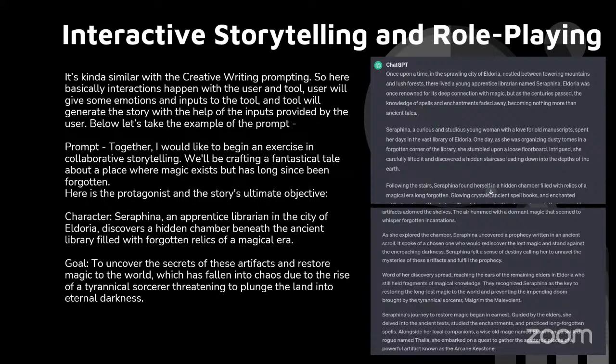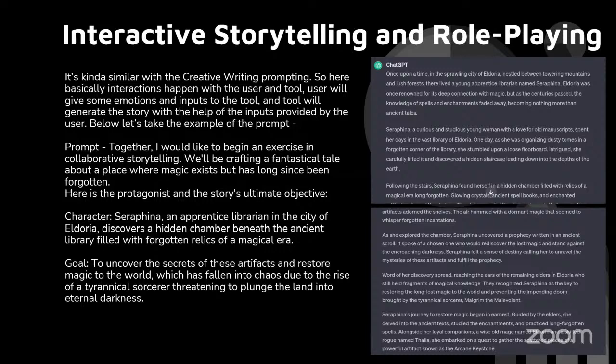Prompt: Together, I would like to begin an exercise in collaborative storytelling. We'll be crafting a fantastical tale about a place where magic exists, but has long since been forgotten. Here is the protagonist and the story's ultimate objective. Character: Serafina, an apprentice librarian in the city of Eldoria, discovers a hidden chamber beneath the ancient library filled with forgotten relics of a magical era. Goal: to uncover the secrets of these artifacts and restore magic to the world, which has fallen into chaos due to the rise of a tyrannical sorcerer threatening to plunge the land into eternal darkness.